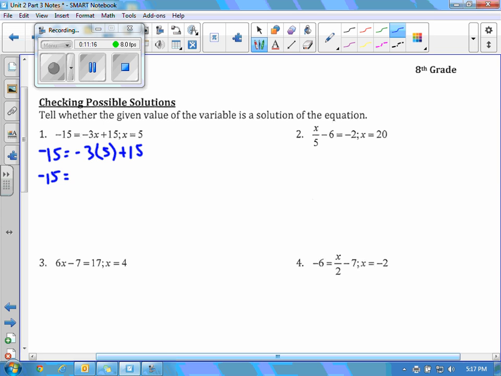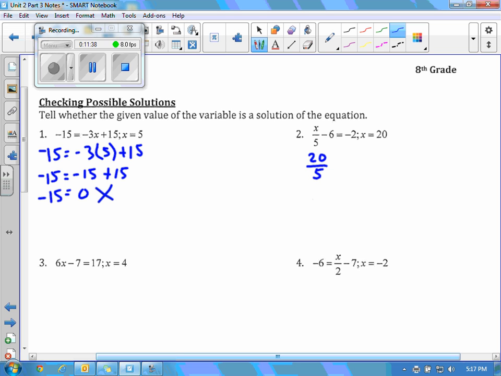So I have -15 equals -3 times 5 is -15 plus 15. -15 plus 15 is 0. So 5 is not a solution. 5 does not work. Looking at number 2, I have x divided by 5 minus 6 equals -2. And they give me x equals 20 to test out. So I'm going to plug in 20 for x.